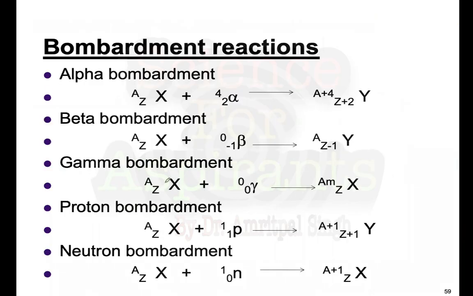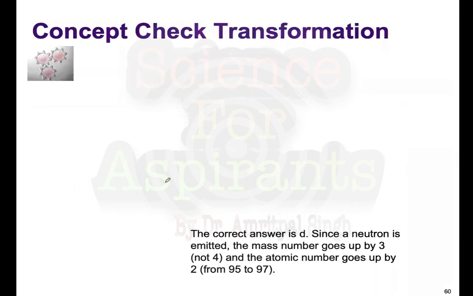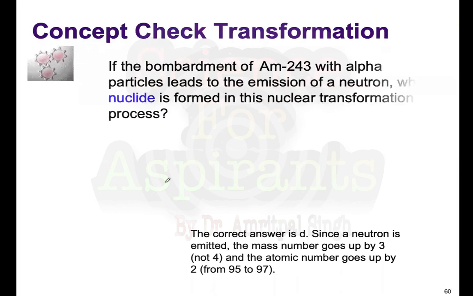These are some examples of bombardment reactions. With alpha bombardment you can see that the atomic number increases by 2 and the mass number also increases. You can check all these. This is another concept check on transformation.